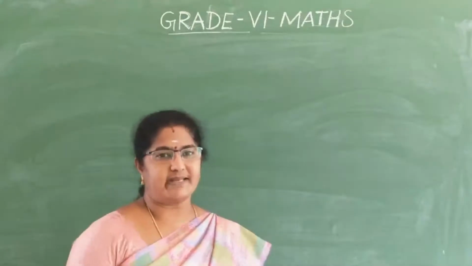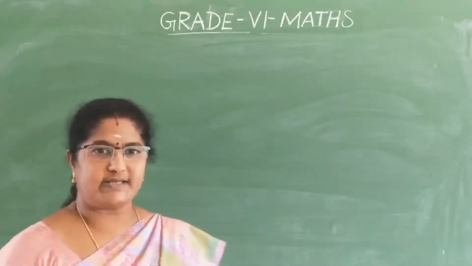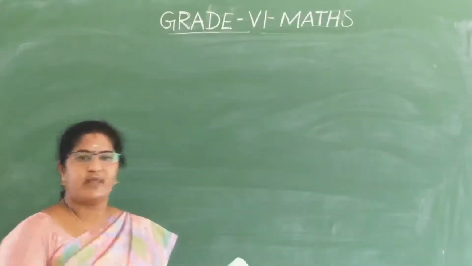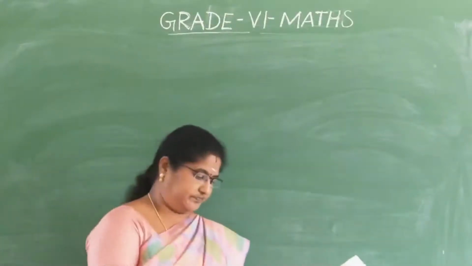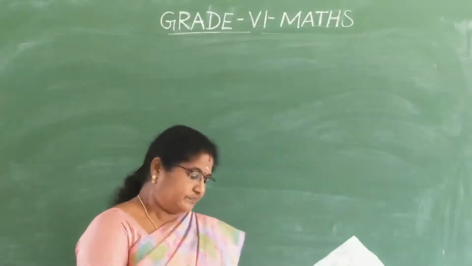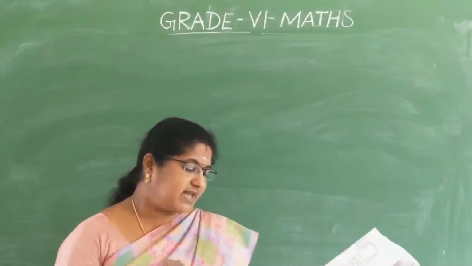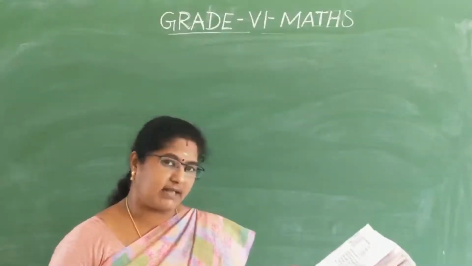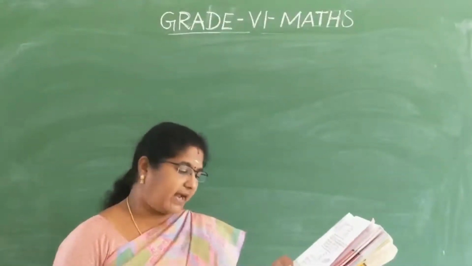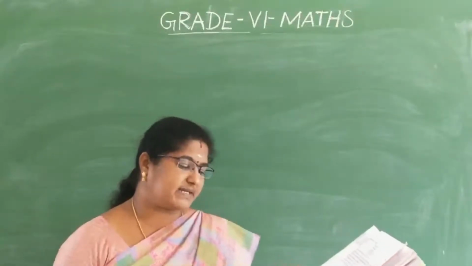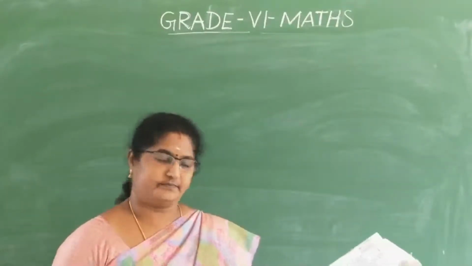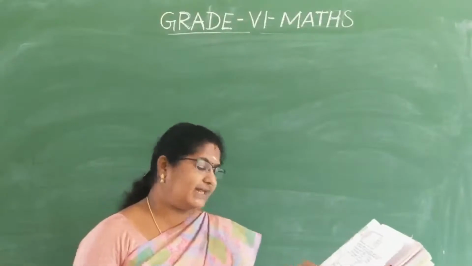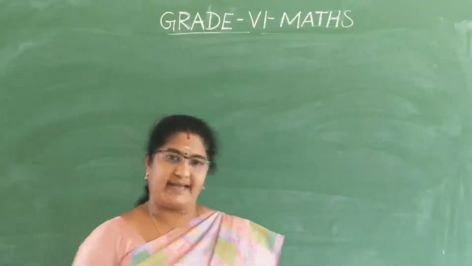One by one you arrange and add it. And you do that. Do yourself. Next, fourth question. Nasreen bought 3 meter 20 centimeter cloth for her shirt and 2 meter 5 centimeter cloth for the trouser. Find the total length of the cloth bought by her.